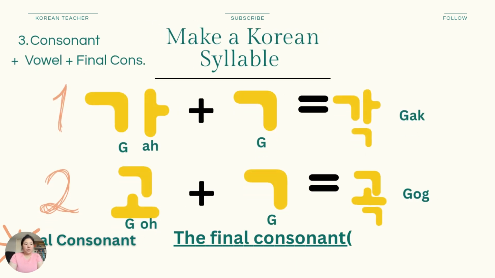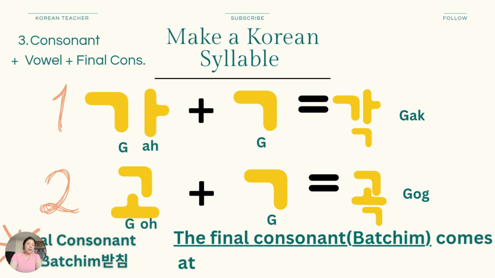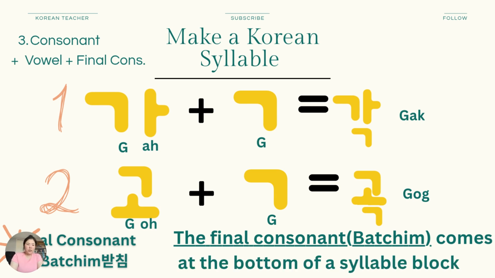What about this shape? The number 3. The third shape is consonant plus vowel, but we can add one more consonant. We call that the final consonant. Also, we call it 받침. Please remember, 받침. All right.